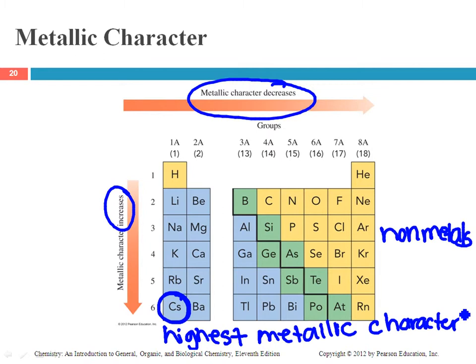Okay, so as you move from left to right, you're decreasing in metallic character because you're moving towards nonmetals. And then you're increasing as you move down because the energy levels are larger, more accessible, and you're increasing the metallic character.